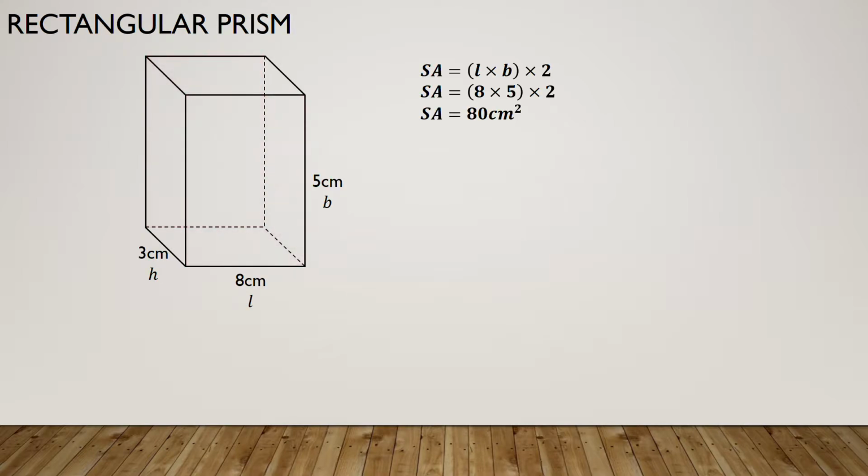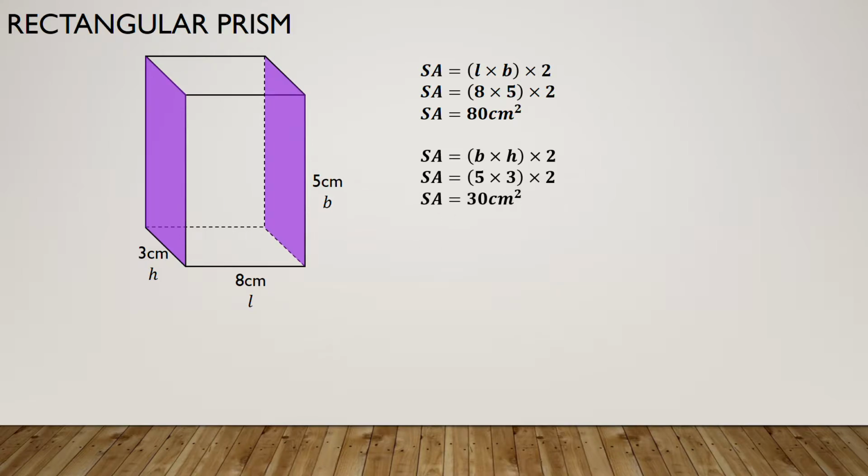Then I can see that that shape also has a left and a right, and if I want to figure out what measurements I'm working with there, you can see that the one is 3, so it'll be 3 times this length here, which I can see on the other side is 5. I'll do the same thing that I did with the front and back. I'll say breadth times height times 2, which will give me 30 centimeters squared.